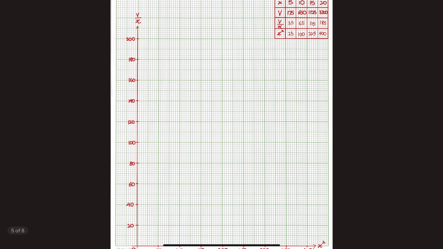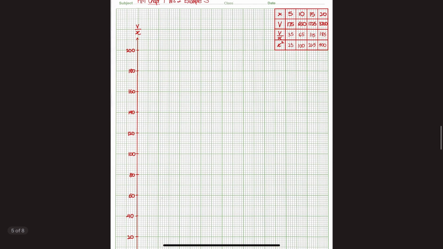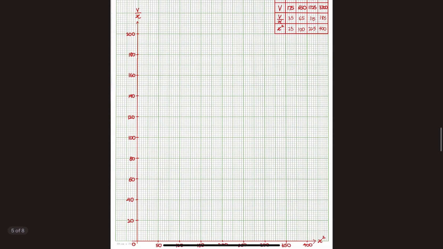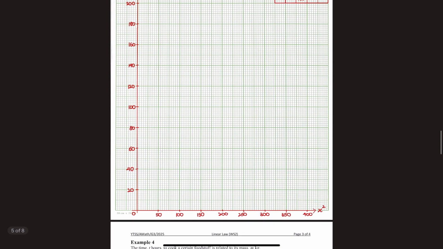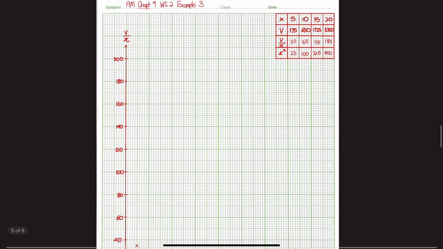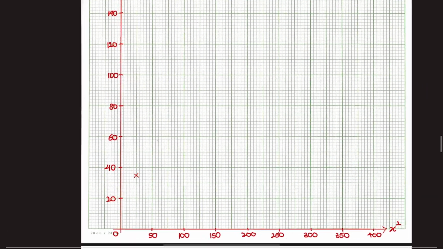Okay, so for the first part here, to draw the graph, I simply need to plot the points. So over here, I will plot the points. V over x, 35, x squared is 25, 35 here. 100 is 65.